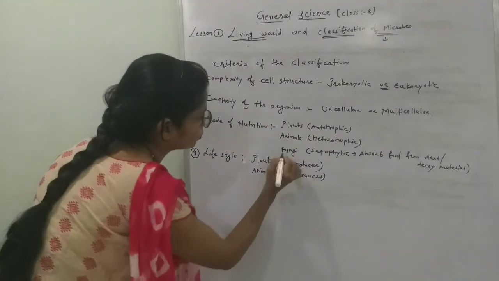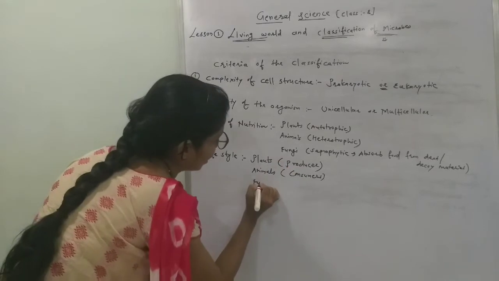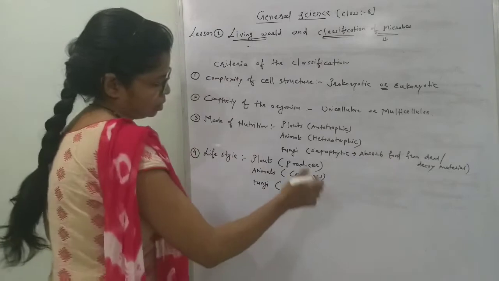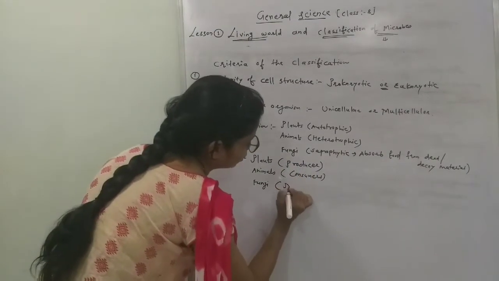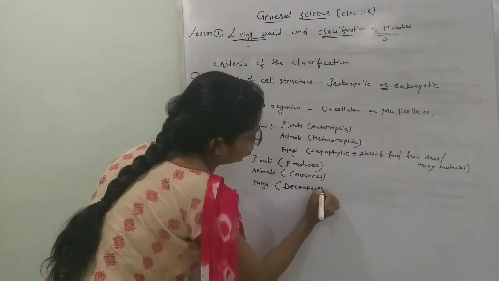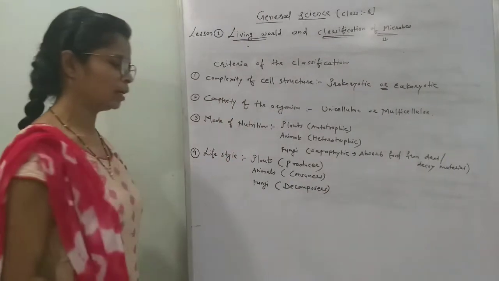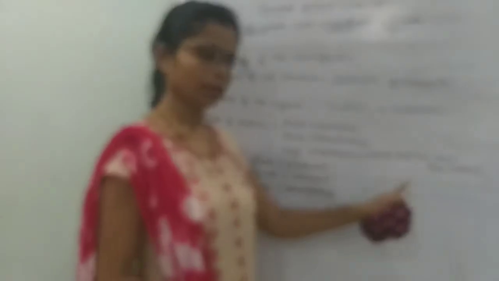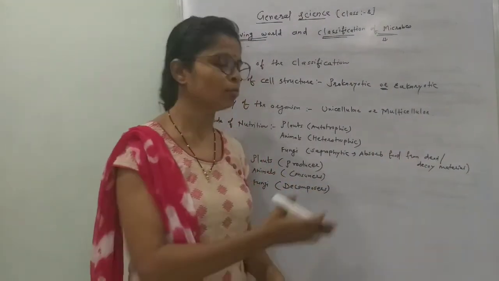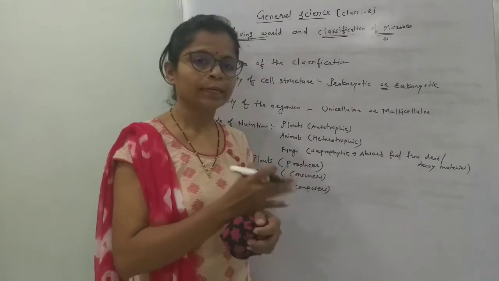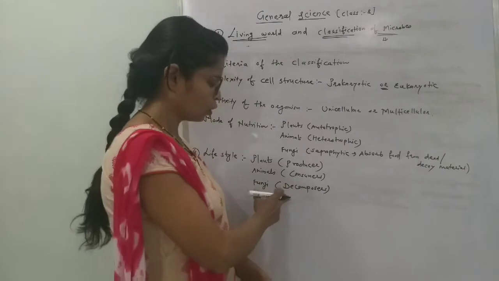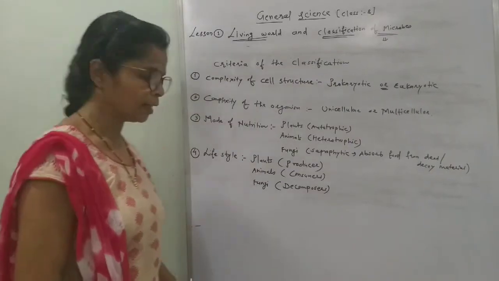And as fungi decompose the dead material, they are called decomposers. Decomposing means while growing or absorbing food from the decayed or dead organism, it decomposes that organism into small particles. So they are called decomposers.